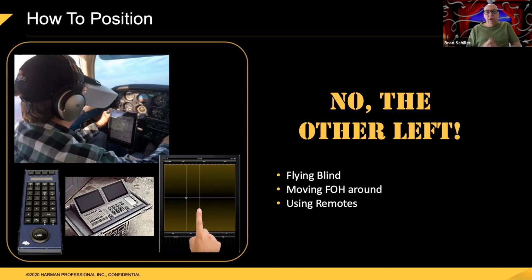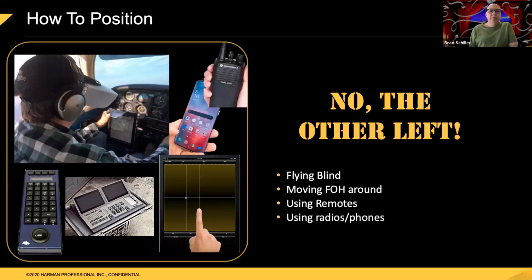But again, it's very useful if you can get up and move away from your console and see the stage the way the audience will see it or the cameras will see it. Then you can position properly. And then lastly, if you have to, you can resort to radios or phones. And this is where you get someone else to be your eyes.